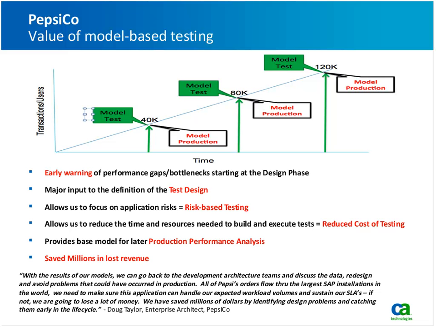As you can see, they need to make sure their application can handle any expected workload volumes. If not, a company as big as Pepsi is going to lose a lot of money. And as can be seen there, they've saved millions of dollars by using this performance model-based testing throughout the entire application lifecycle to catch any of the gotchas they might find throughout the development, testing, QA, and eventually into production process.